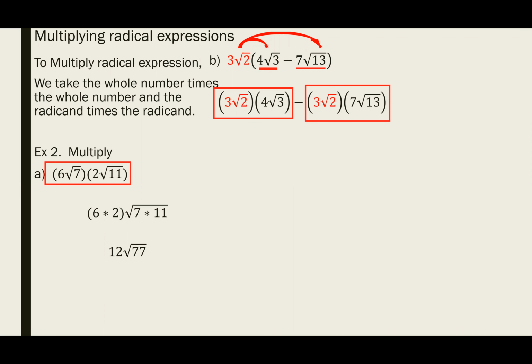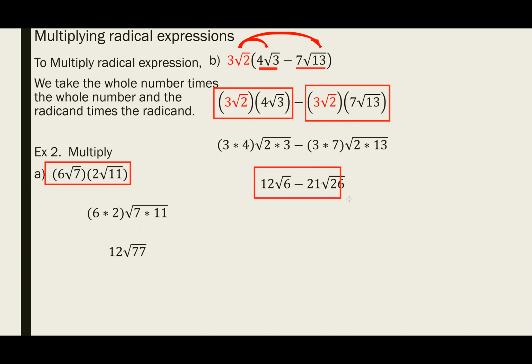3 times 4 on the outside and 2 times 3 on the inside. And on the second item, you have 3 times 7 and 2 times 13. 3 times 4 to give me 12 square root of 6, and 3 times 7 to give me 21 square root of 26. And again, 6 and 26 do not contain any perfect square. There's nothing you can do in terms of subtracting them, and this is your answer. And again, sometimes your answer looks a little bit massive, but this is the answer nevertheless.